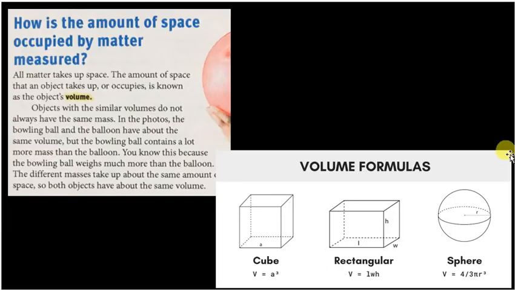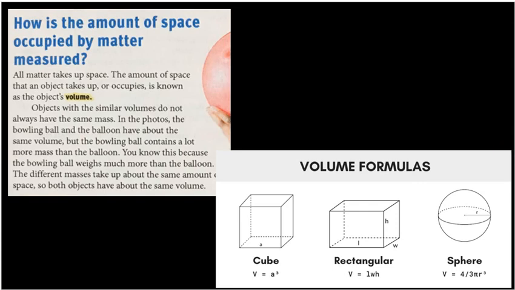All right, so this is part three. In part three, we're talking about volume, right? So what is volume? Volume is the amount of space that something takes up. For example, if I have a golf ball, it takes up a certain amount of space. If I have a basketball, it takes up more space. So I would say the basketball has more volume compared to the golf ball, okay?